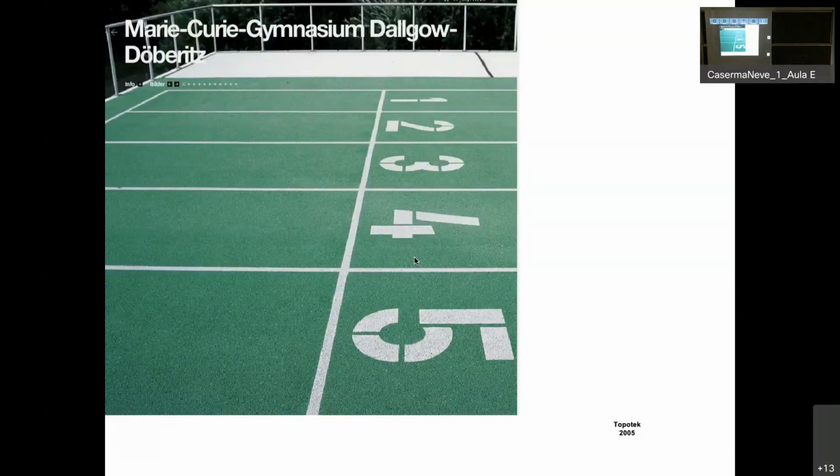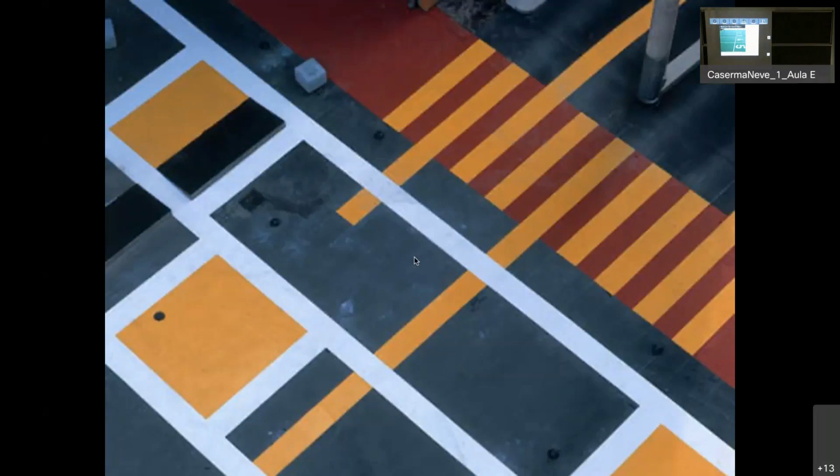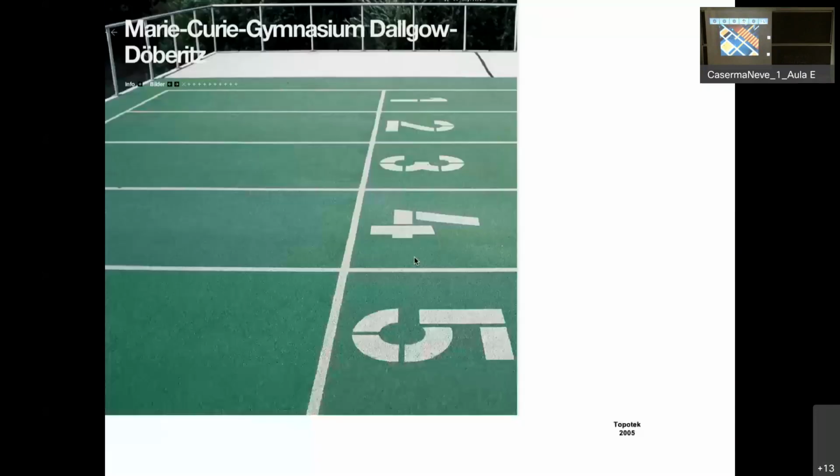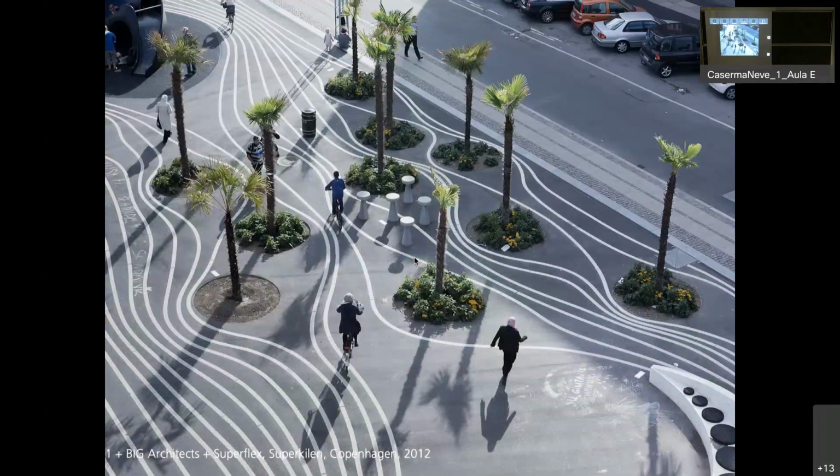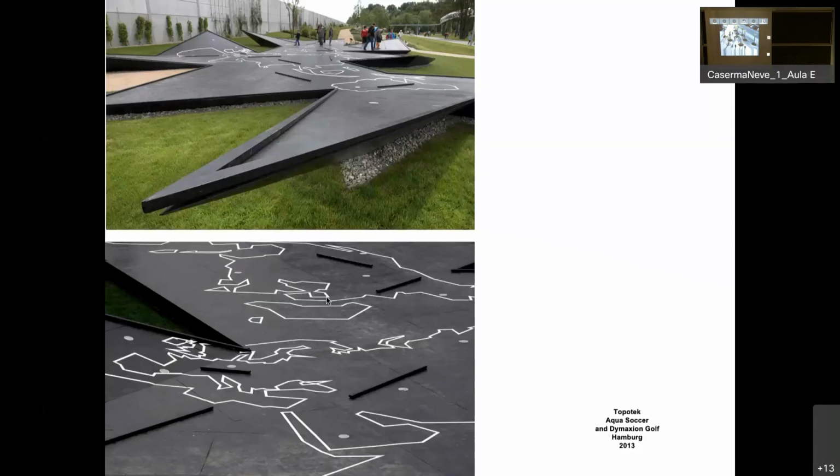This is also Topotek. So squares, public squares, or sport fields, or playgrounds, etc., are the subject of this. Okay, this is an urban square. You see how, of course, this can seem very simple and superficial, but of course it's a way. Again, Topotek.